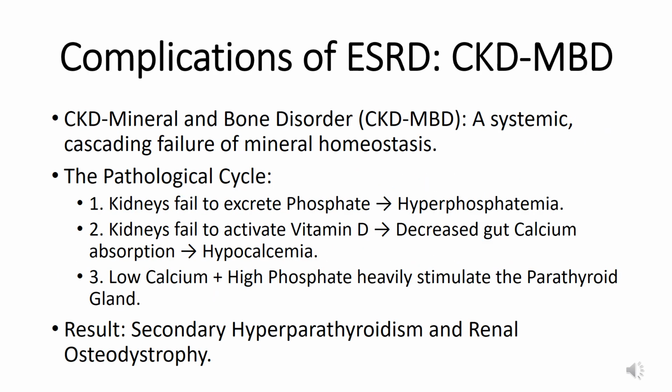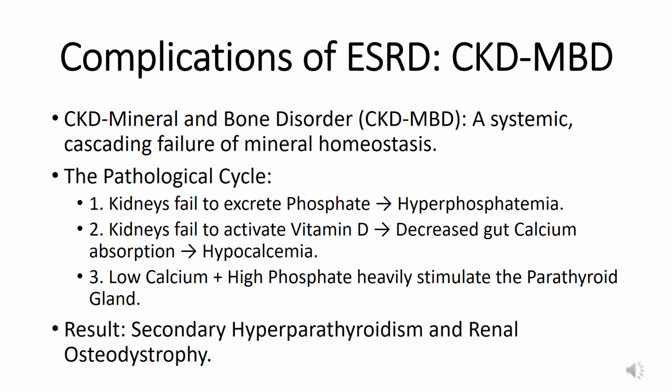CKD mineral and bone disorder is one of the most complex complications of end-stage renal disease. It is not just a bone problem. It is a full-body disruption of mineral balance. It affects calcium, phosphate, vitamin D, and parathyroid hormone. Let's break it down step by step.